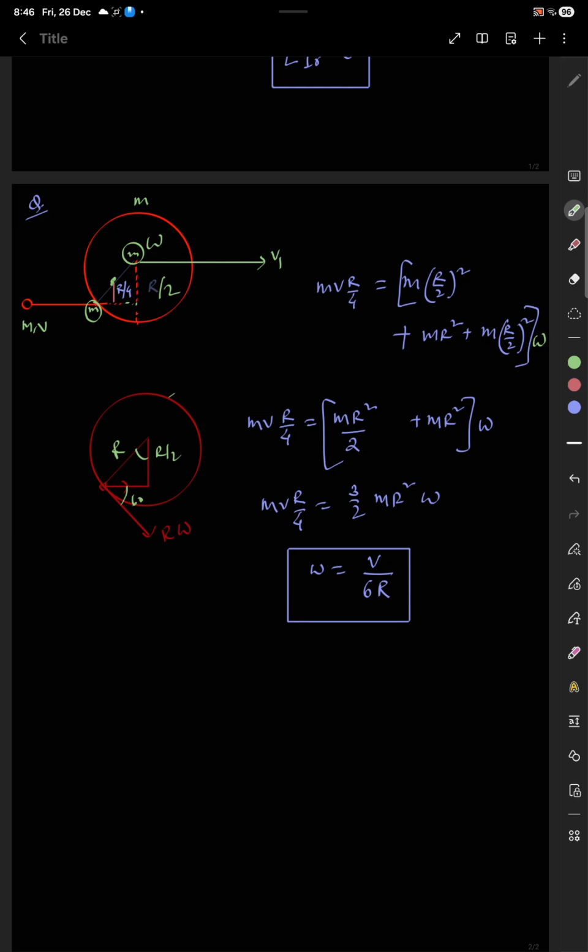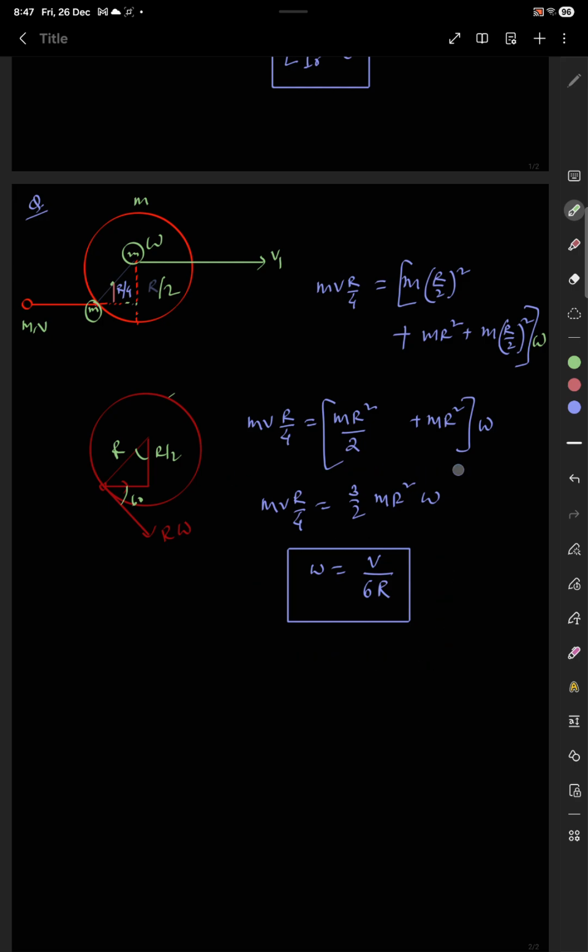I is how much? I of this mass, and this mass you need to find out. This distance is how much? If this total is r, then this is half of r, that is r by 2. So m r by 2 whole square. And of this ring, about center of mass, this is m r square, and about this point it will be m r by 2 whole square, into omega. So from there on, you can easily find out omega. Omega is coming v by 6.